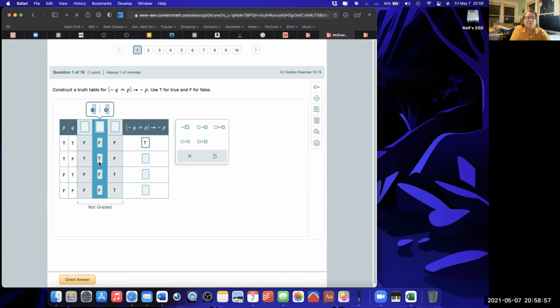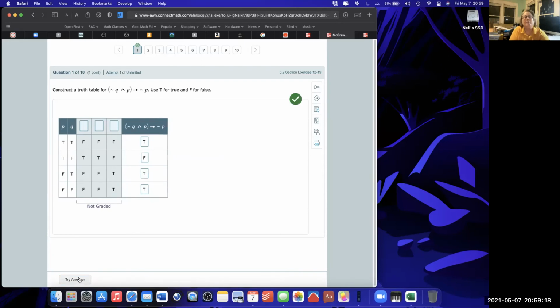Next, we're assuming true, but the answer is false. That's the only way we can get a false. Here we're assuming false, so it doesn't matter what the tilde P is. The answer is true vacuously. And finally, we're assuming false, so the answer is true vacuously. And let's see. We won. Okay, that's fun. Let's do another one.